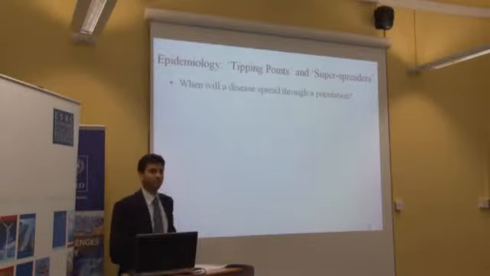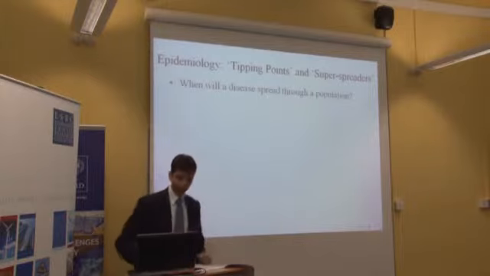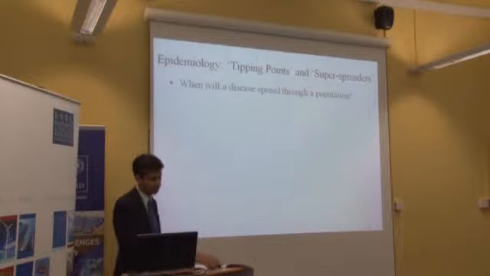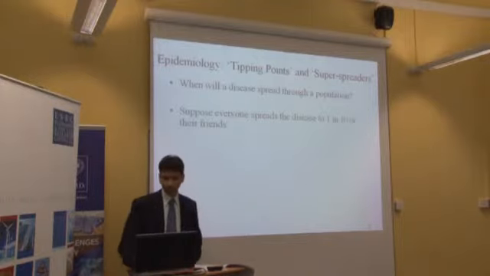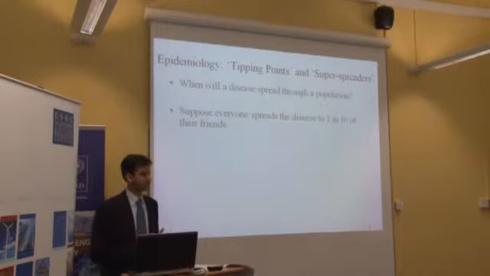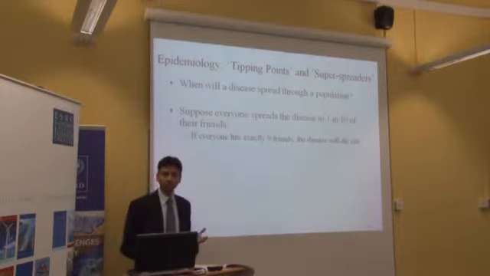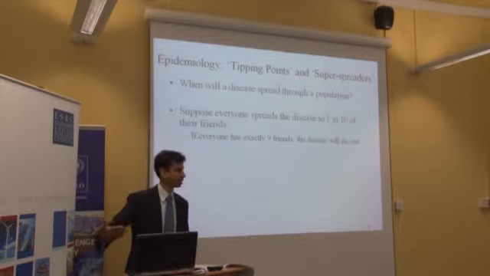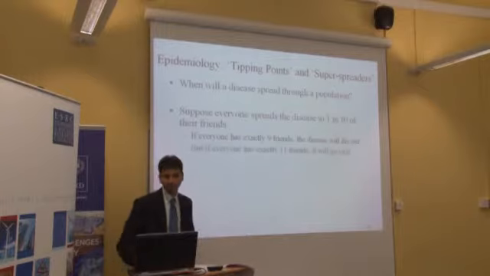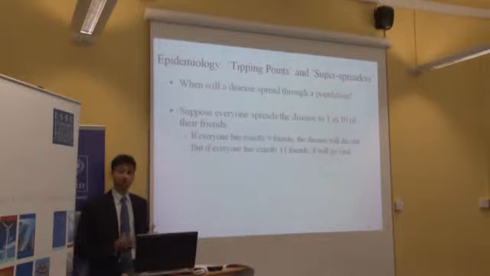So think about this. Suppose that flu is spreading around Oxford, and I'm interested in knowing when a disease is going to spread around the population. Now suppose that everyone spreads the disease to exactly 1 in 10 of their friends. Now I think it's quite obvious that if everyone has exactly 9 friends, at each successive stage the disease isn't going to spread as much, and therefore it's going to die out in the population. On the other hand, if everyone has 11 friends, it's going to go viral.